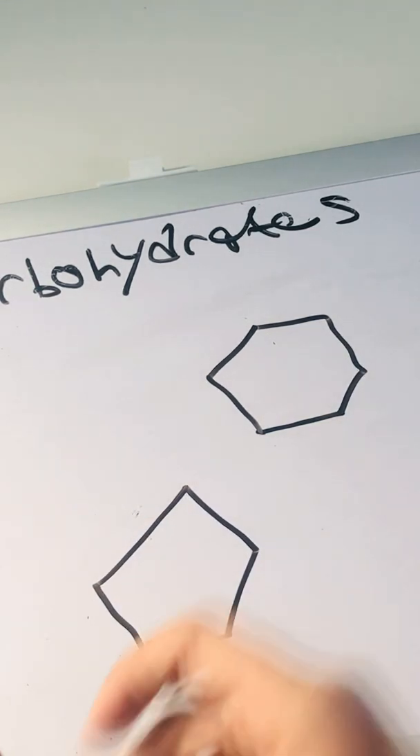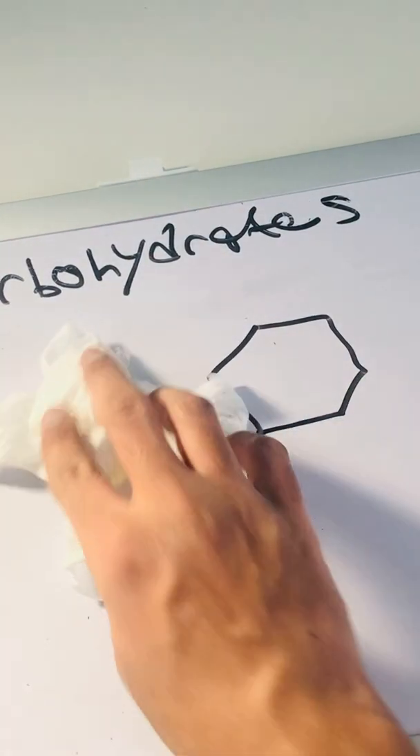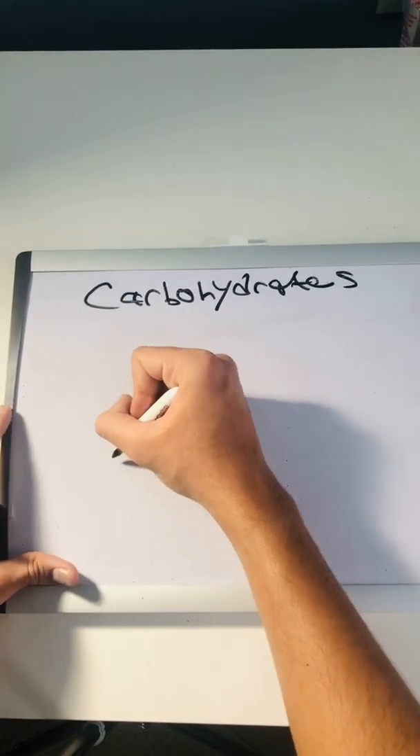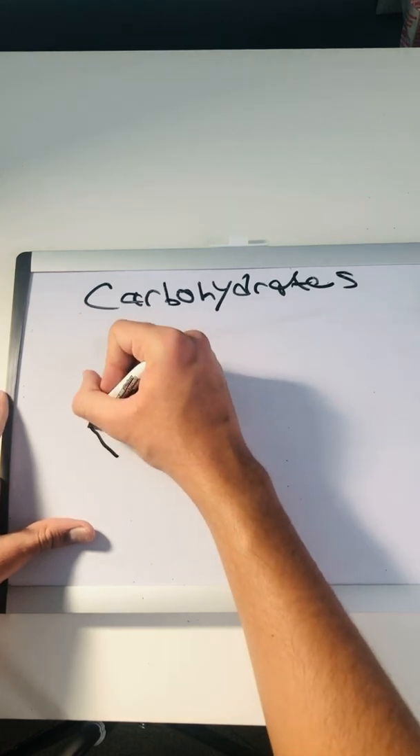So now let's look at different types of carbohydrates. One second. We'll do one for hexose, or just a glucose one.